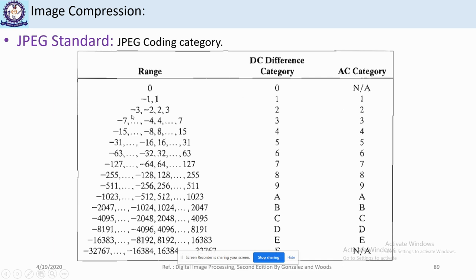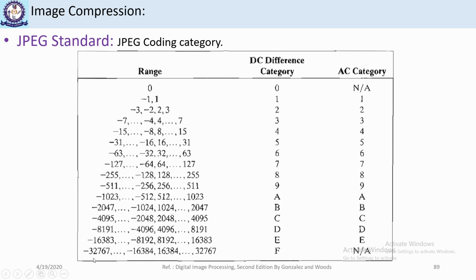category is also 1. If it is from minus 3 to minus 2 and 2 to 3, then its category is 2 and AC category is also 2. If it is minus 7 to minus 4 and 4 to 7, then its category is 3 and AC category is also 3. Similarly, if it is minus 127 to minus 64 and 64 to 127, then its DC category is 7 and AC category is also 7. That way, this is defined for much larger negative and positive values.